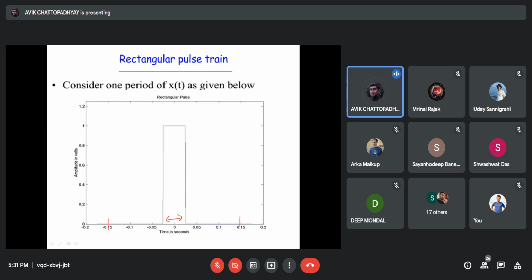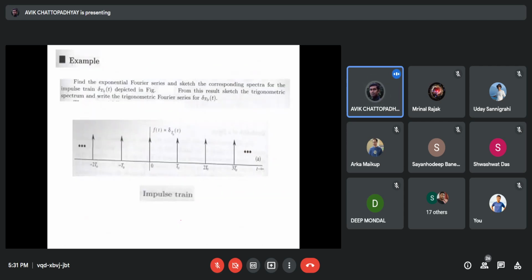ঠিক আছে, এটা আমি করছি না, এটা তোমাদের জন্য দিয়েছি, তোমরা করবে। আচ্ছা, এখানে আরেকটা example আছে, সেটা আমি জাস্ট একটু দেখি। এই example যেটা বলছে, এখানে বেসিক্যালি তোমাকে ফাইন্ড আউট করতে বলা হচ্ছে, you have been asked to find out the Fourier series and you have to sketch the corresponding spectra for this impulse train. This is basically impulse is an aperiodic function, but if you force it to become periodic, that means your impulse is getting repeated after every t0 time. That means it becomes periodic in nature.